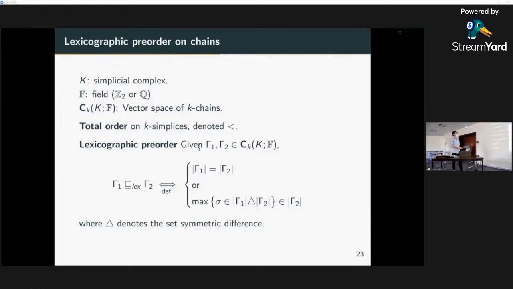And the lexicographic order: we can define a lexicographic order on chains where gamma 1 will be smaller than gamma 2 if either their supports are equal or the maximum simplex in the symmetric difference of the supports is in the second chain. So we see that this is a pre-order, because when we have an equality with this lexicographic order, we can only say that the chains have equal supports. However, when the field we're considering is the integers modulo 2, then we have a total order.